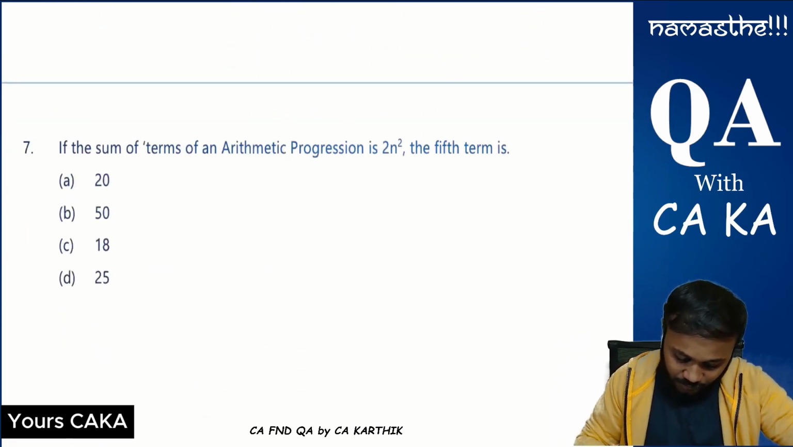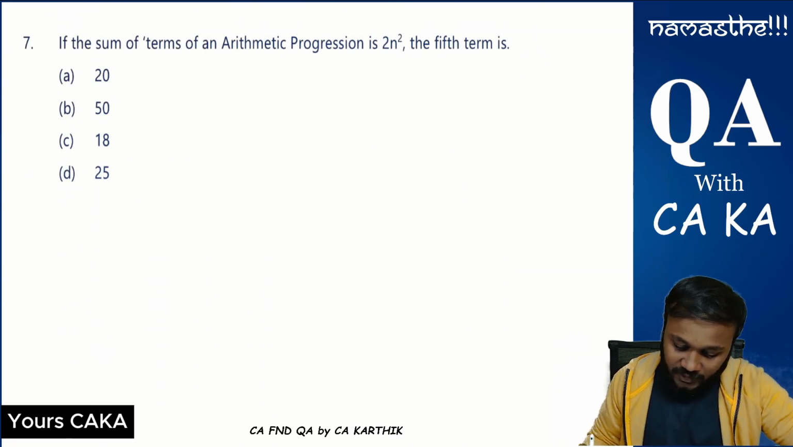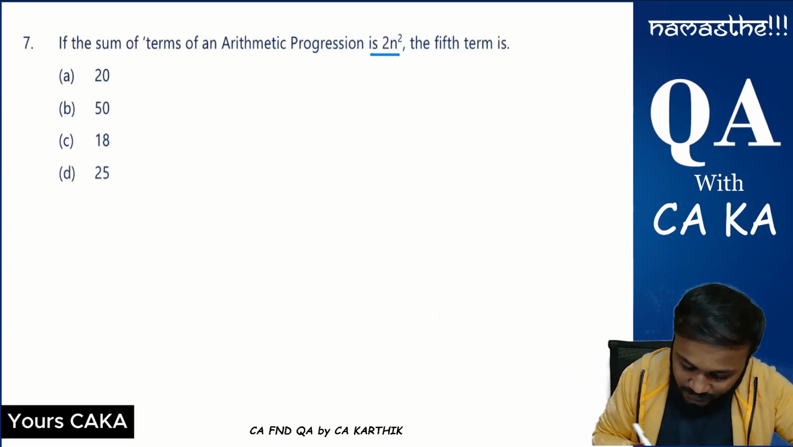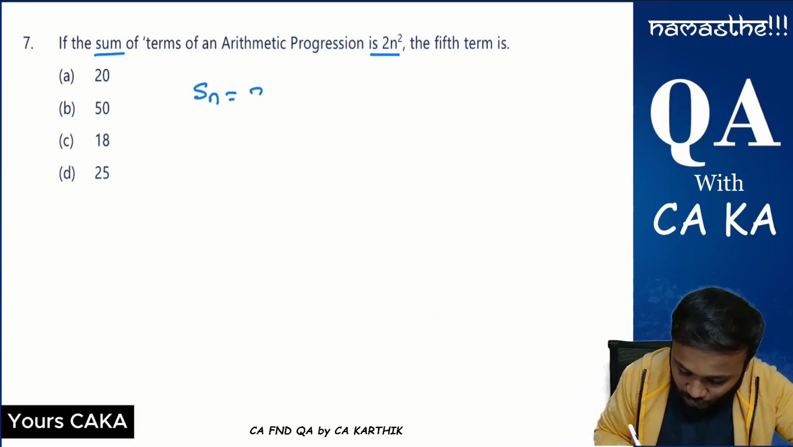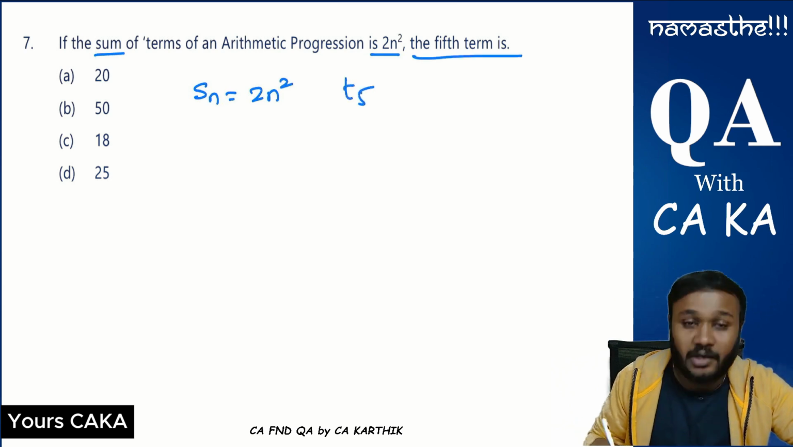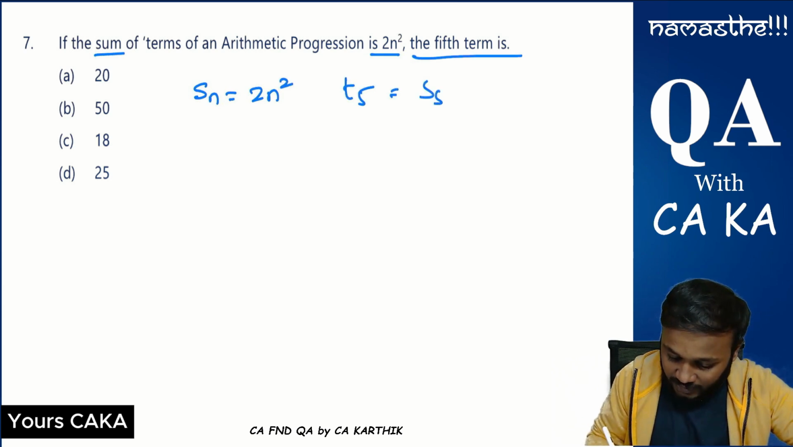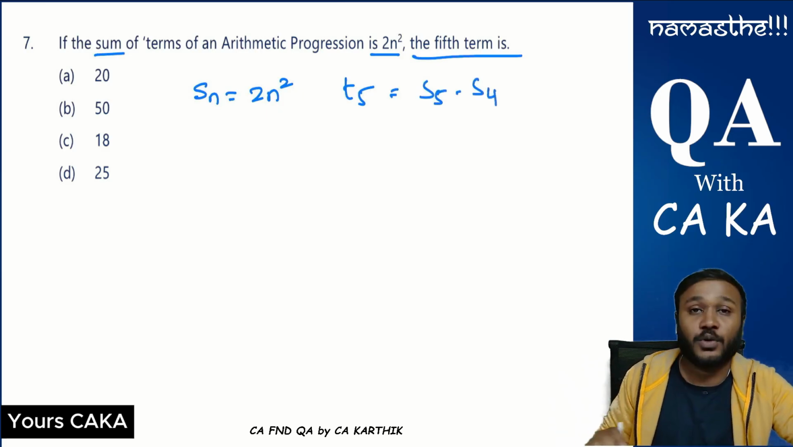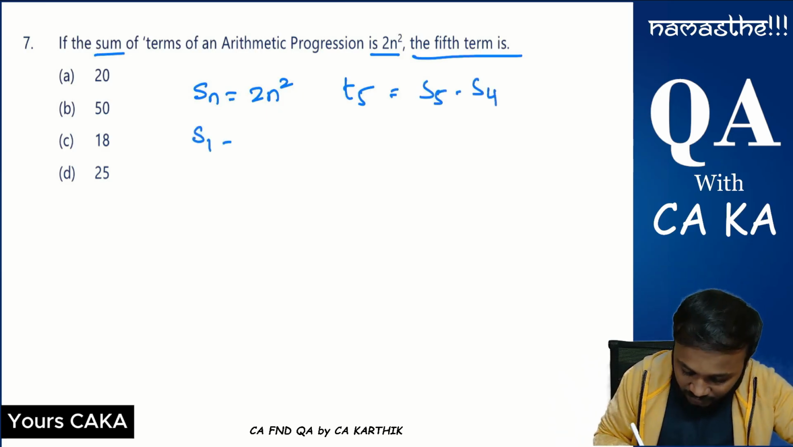Okay, so let's jump into the seventh question. If the sum of terms of an arithmetic progression is 2n square, so Sn is equal to 2n square, they gave, and they're asking you the fifth term, T5. If you remember, the formula is S5 minus S4. So how to calculate S5 and S4? Let's do with S1: 2 into 1 square, which is 2.